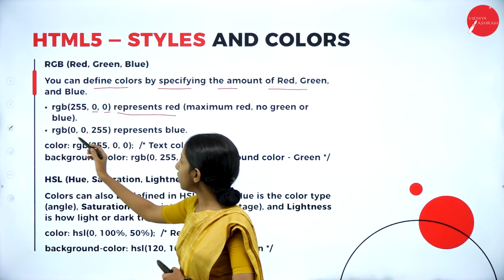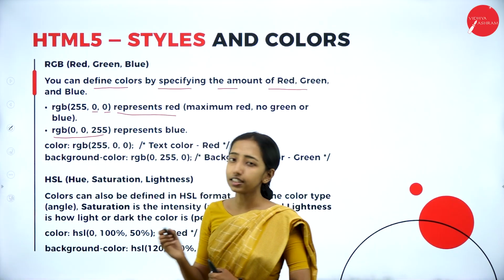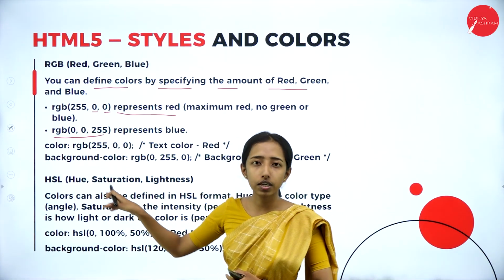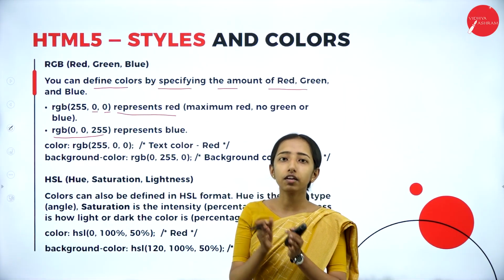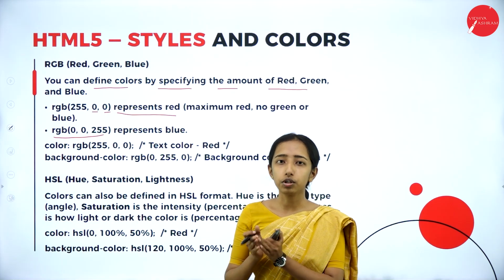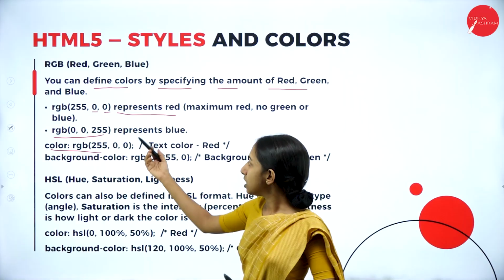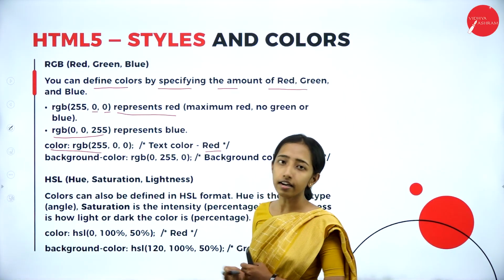And the next, here you can see what I have given: the starting two, that is the red and green, are at 0, and the last, the blue, is at 255, which will give you the maximum, that is the blue color. So the next one, again I have given an example. This will give you a red color.